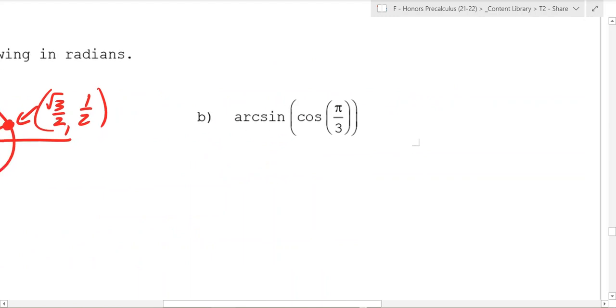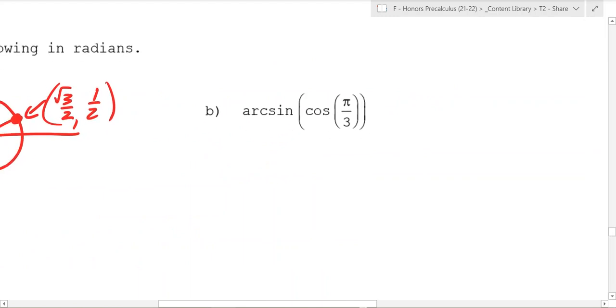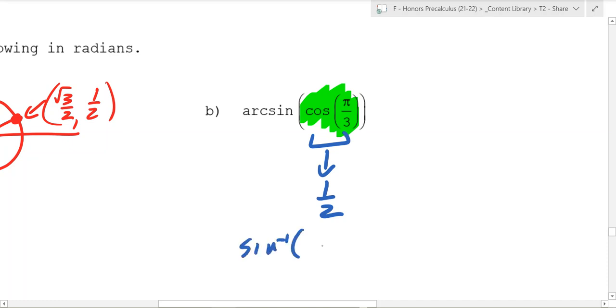We'll do one more here. Cosine of pi over 3. We do the inner one first. Cosine of pi over 3 is just going to be 1/2 right there, the x coordinate of 60 degrees. So then you do sine inverse, which is arc sine of 1/2.